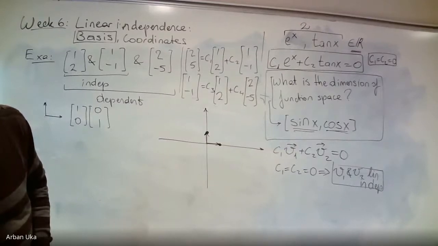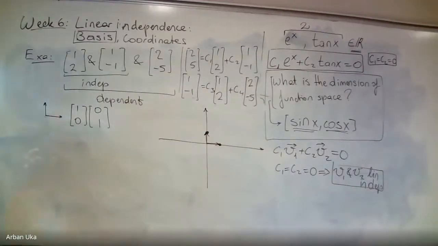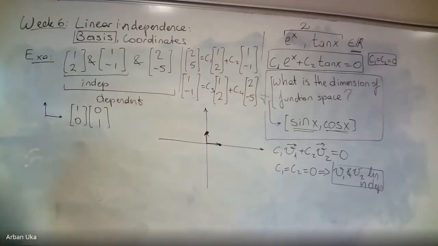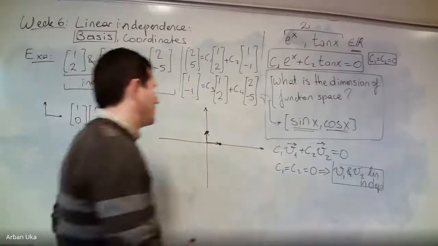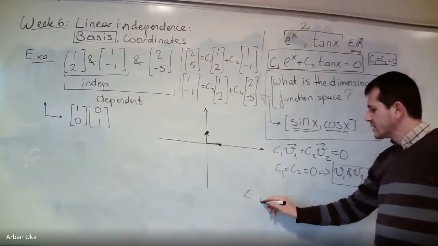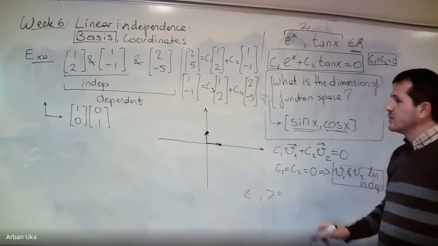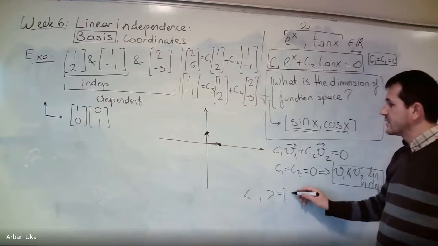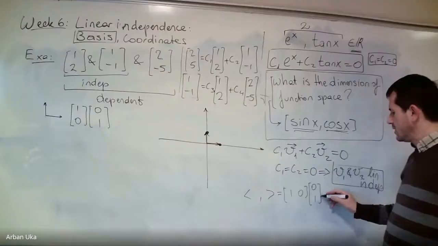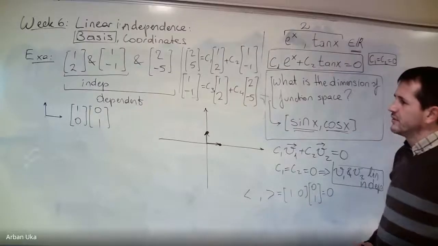So, my question is the following. What is the inner product between these two vectors? 0. That's good. How do we find them? We know that the inner product between two vectors is equal to the transpose of the first vector, which is 1, 0, times the other vector, 0, 1. This is equal to 0.